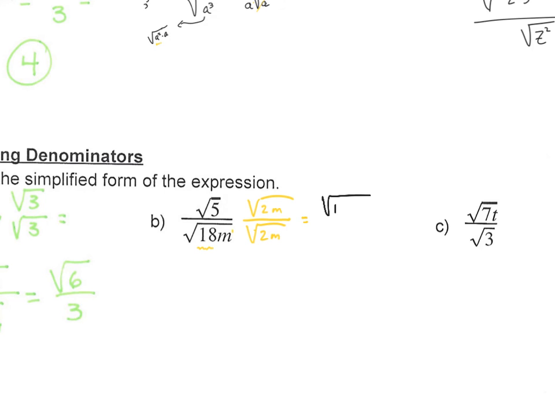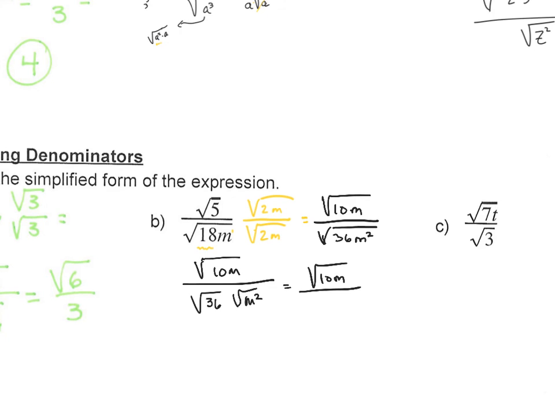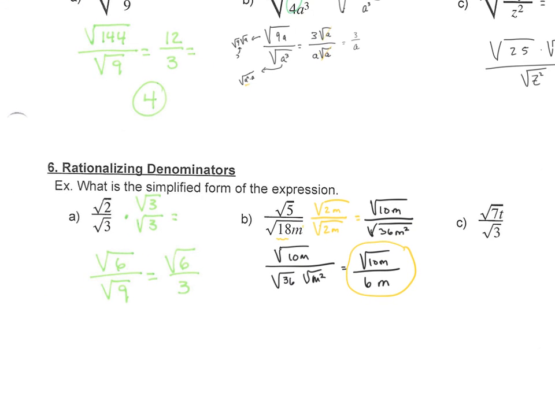the square root of 10m over the square root of 36m squared. And the square root of 10m is going to remain the same. I can't simplify that anymore, but I can simplify the square root of 36, and the square root of m squared. The square root of 36 is going to be 6, and the square root of m squared is going to be m. And that would be simplifying the radical, making sure that I do not have that radical in the denominator.